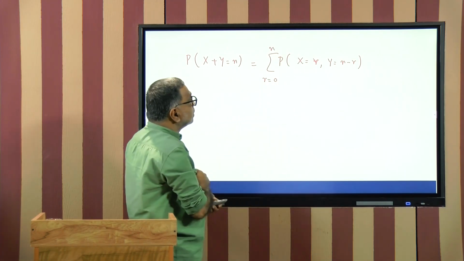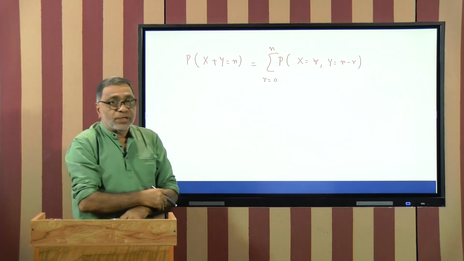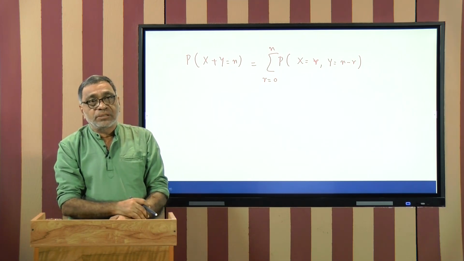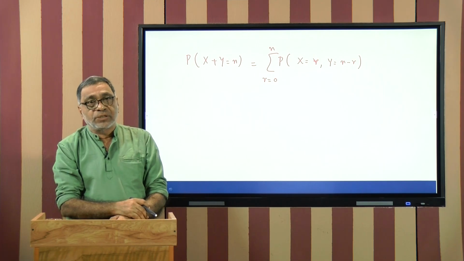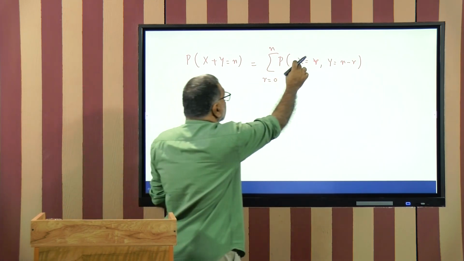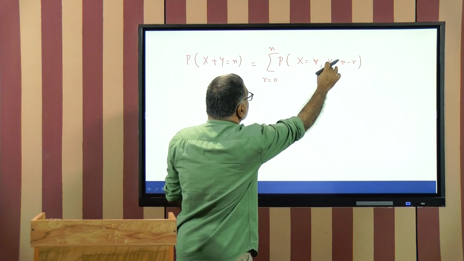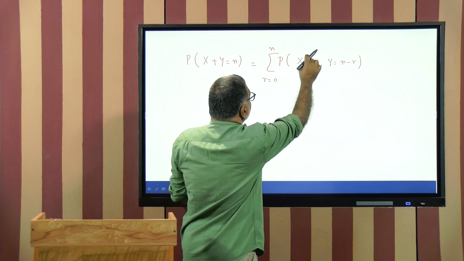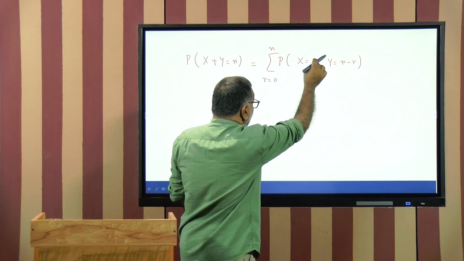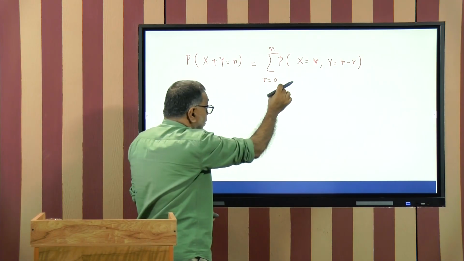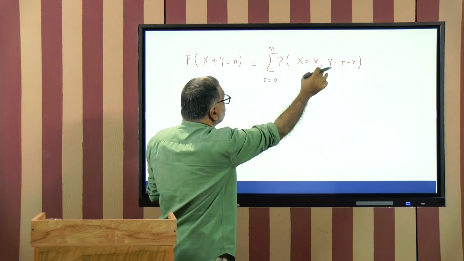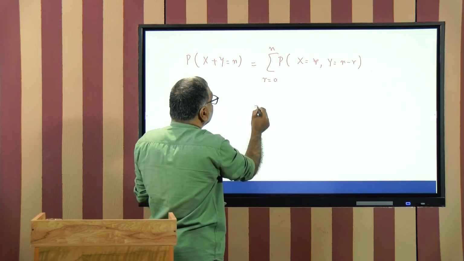Okay. So, the probability of x plus y is equal to n can be written as sigma r is equal to 0 to n, probability of x is equal to r, y is equal to n minus r, because x plus y is equal to n is possible if you write x is equal to r and y is equal to n minus r, and the possible values of r are any value from 0, 1, 2, 3 etc. up to n, maximum value is n.